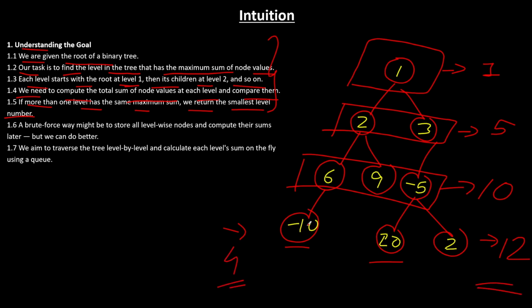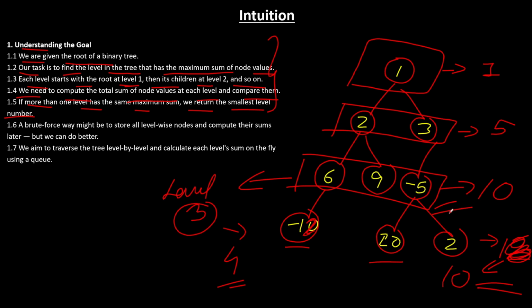Okay. By chance, if this minus 10 should have been minus 12, then the sum would have been 10, right? Rather than being 12, right? Then in this case, we would have written level 3 as the output. Fine, because the smallest level is this one.